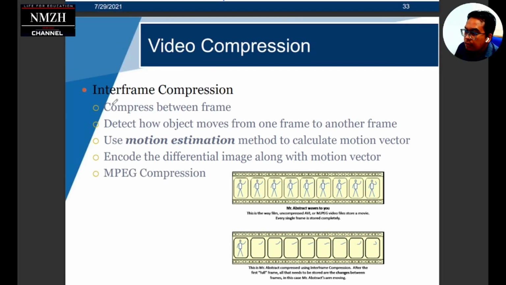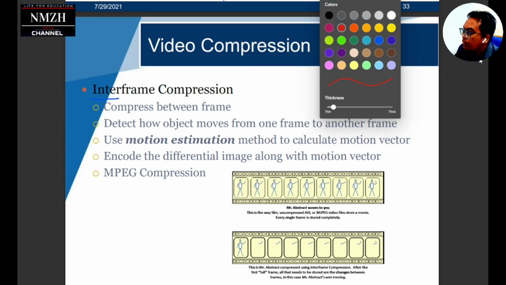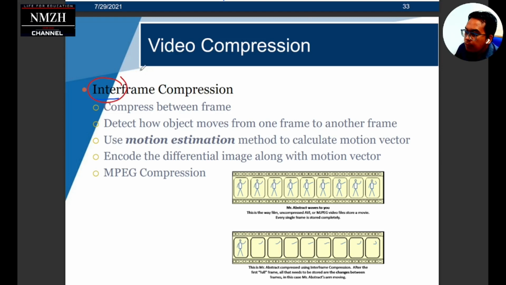So the first thing is interframe. Okay, let me change the color at first. Interframe means comparing between frame to frame, so compress between frames, obviously. Like the words international, internet: this one is comparing with other nations, this one is other networks, right? So interframe compresses between frames, detecting how objects move from one frame to another. That would be the straightforward definition.